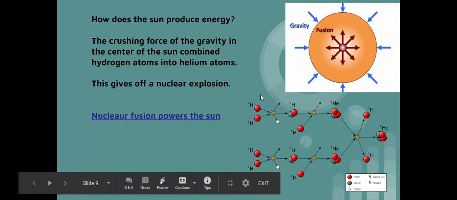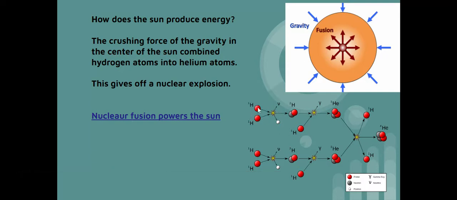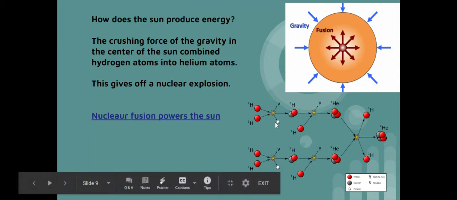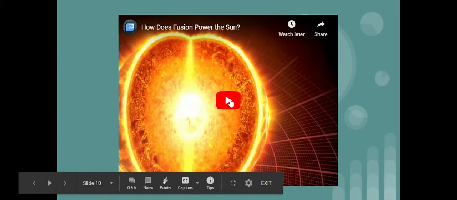So what happens? Here's hydrogen, hydrogen, and because of the great density and pressure, they slam into each other to form a helium. Then this little electron goes flying off, and there's energy. So here we see things slamming together. They do not get broken apart, they get forced together.